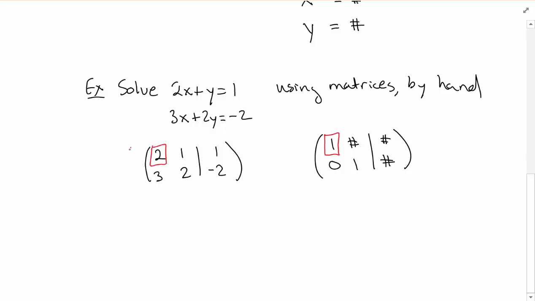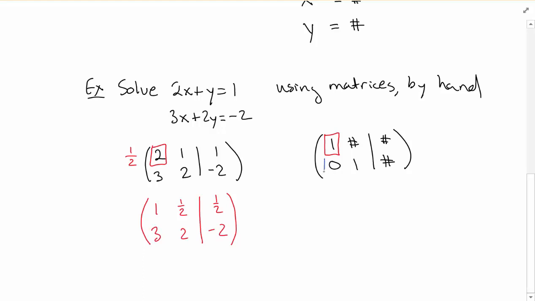The easiest way to do that is to multiply this first row in that matrix by a half. If I do that, I will get 1, 1/2, 1/2. And I'm not doing anything to the second row, so I'm just copying that 3, 2, -2. Okay, so I have the 1.